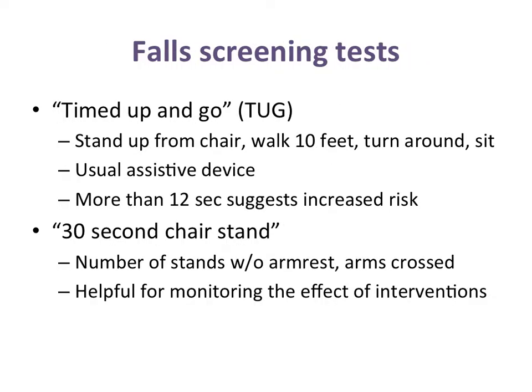Here are 2 fall screening tests. One is the timed up and go, which is the most common test. It involves standing up from a chair without using the arms of the chair, walking 10 feet, turning around, and sitting back down in the chair. The patient should use their usual assistive device. A total time of more than 12 seconds suggests increased risk of falls. The 30-second chair stand is also a useful test, which takes up less space to conduct in clinic. More details are available on a website I'll show you soon.